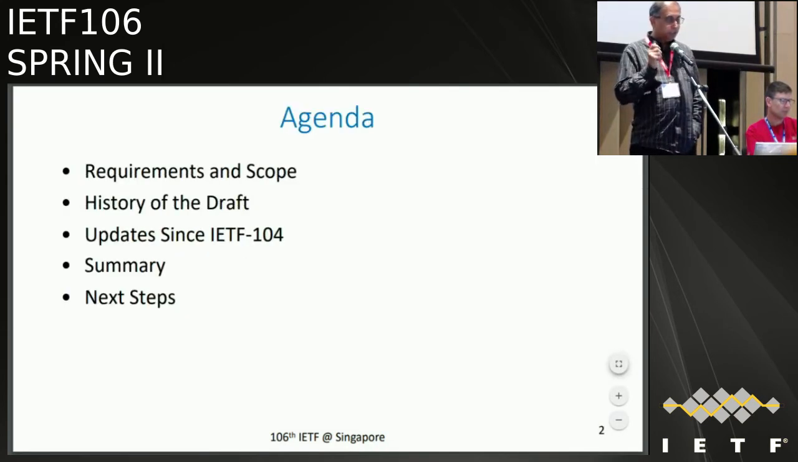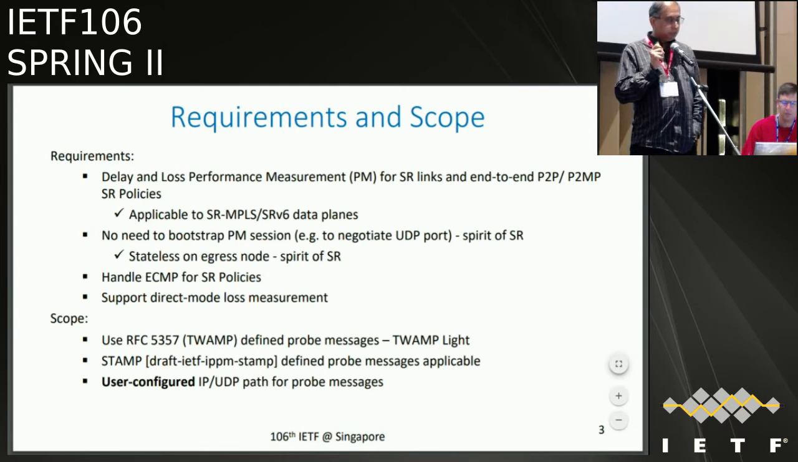So the agenda is requirements and scope, the history of this draft, the updates we have made since IETF in Prague based on many review comments and suggestions, and the summary and next steps. The requirements are delay and loss measurement for links as well as end-to-end SR policies, for both SR MPLS and SRv6 data planes. No need to bootstrap the PM sessions. I think this means no negotiation, no signaling. That's the spirit of SR.